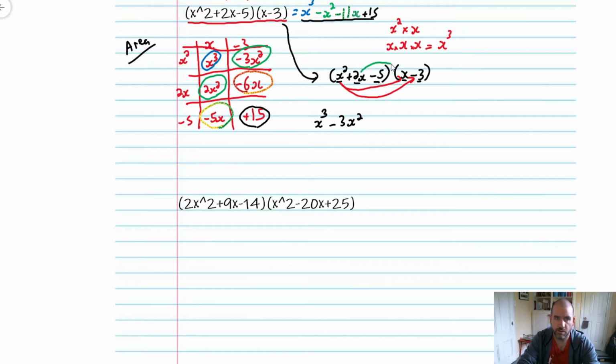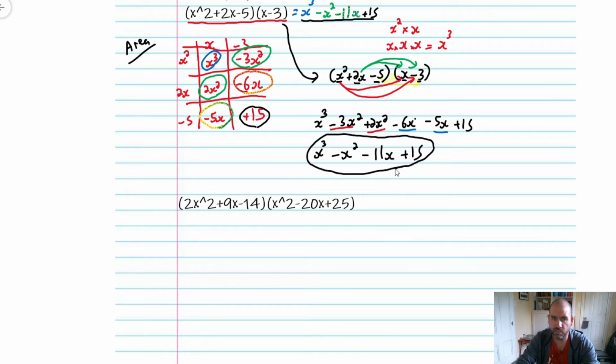So then we're going to go next. Now we're up here, and this needs to be multiplied by each one. So 2x times x, 2x squared. 2x times -3, -6x. And then the last one, the -5, needs to be multiplied by each. Okay? So now -5x and plus 15. Now we combine any like terms. So the x squareds get combined, the x's get combined, and we'll end up with the same answer. x cubed minus x squared minus 11x plus 15. And that's done using the distributive property.